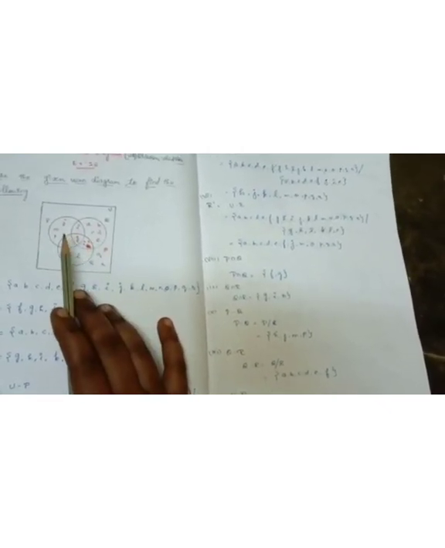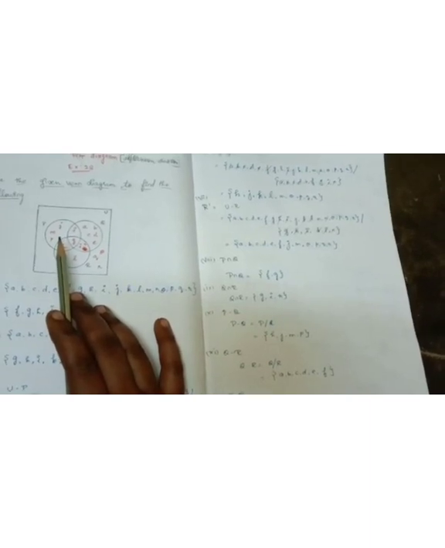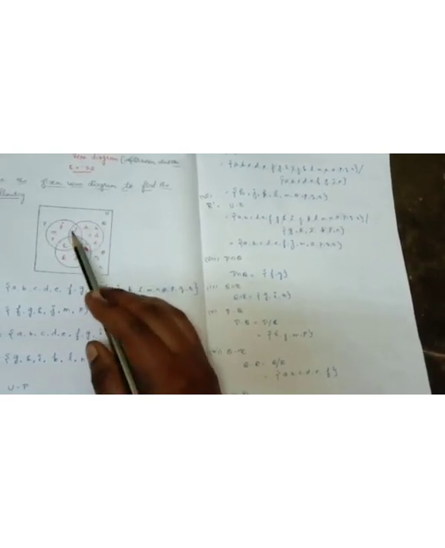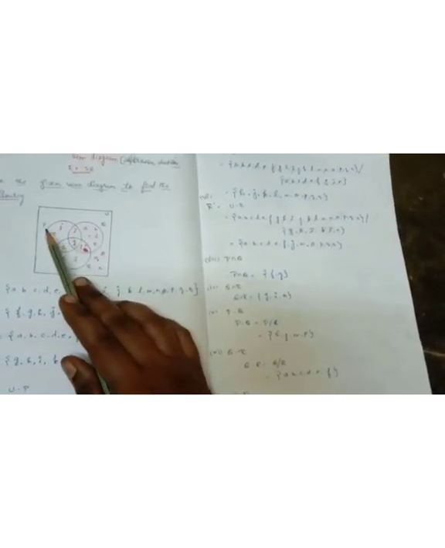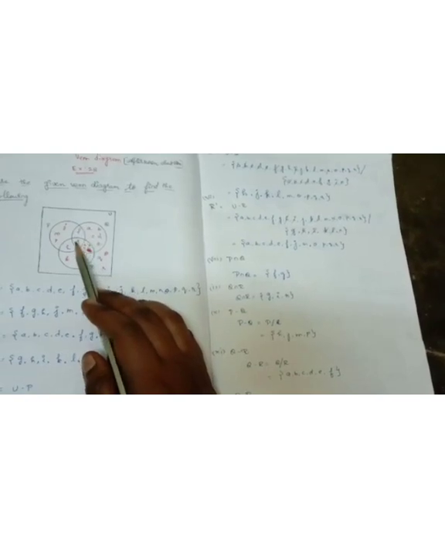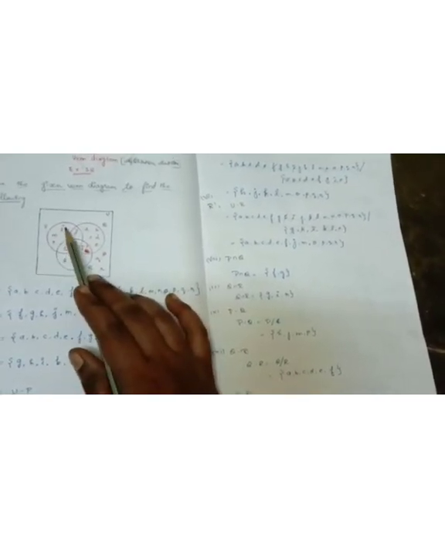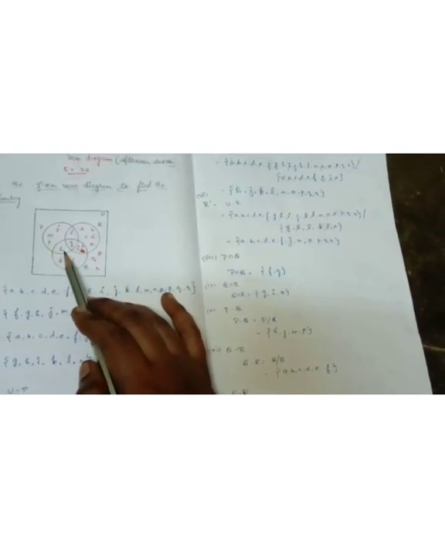The next, P minus Q. P minus Q means P is subtracted by Q. The remaining of P is the answer. So you consider only the P circle and Q circle. In these circles, both have the common F and G, which are cancelled. Remaining of the first set P means J, M, P, H. This is the answer. So you copy down that.